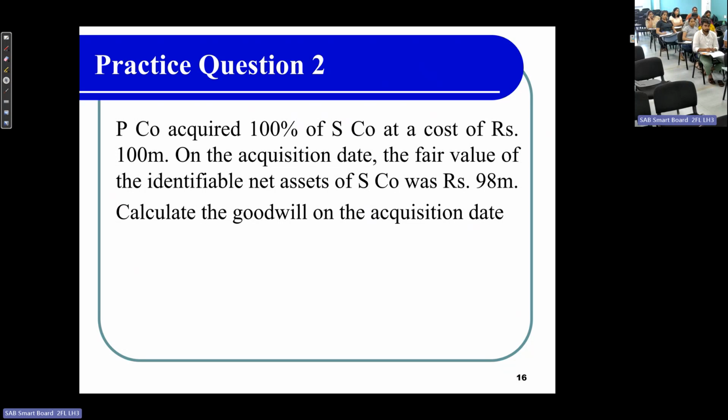So that goodwill can be calculated through a format or through an account. So what are the accounts?